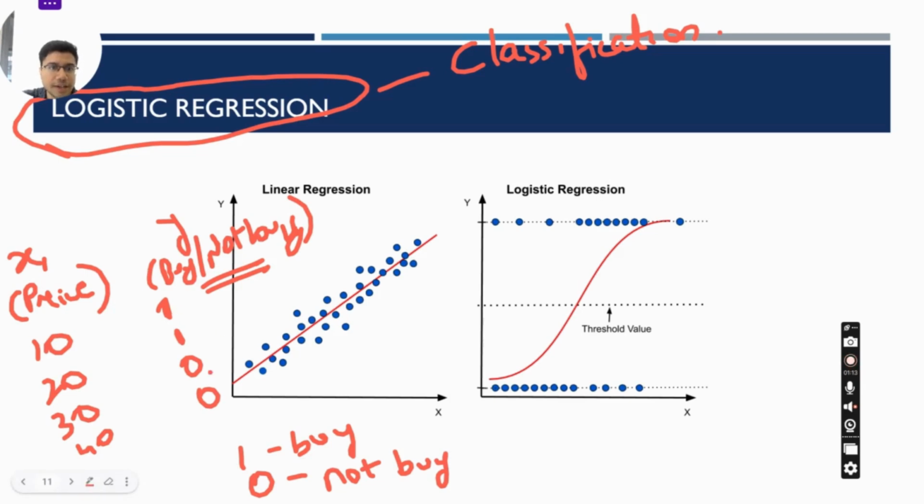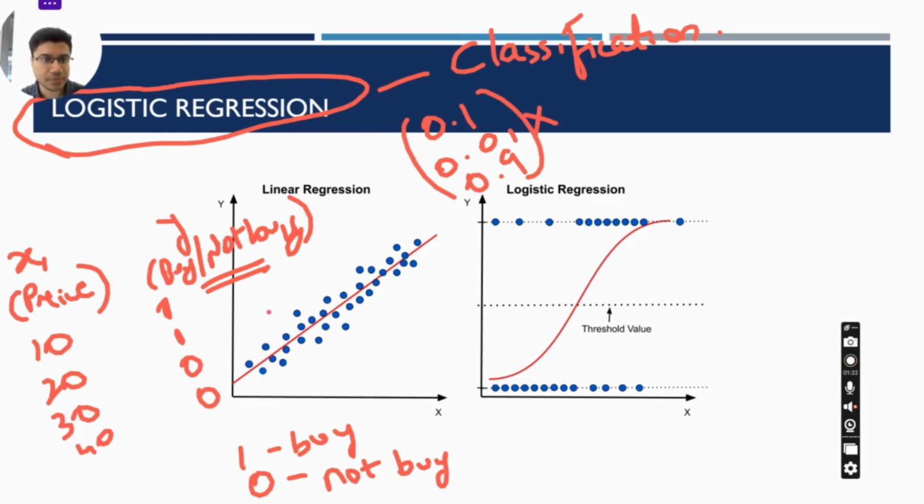Remember that there are finite possibilities in classification. The answer is either buy or not buy. There is no other possibility. There cannot be 0.1, 0.01, 0.9. These don't exist. There are only two possibilities. So these kinds of problems are called classification problems, and for a classification problem, the best first step is to try to solve it using logistic regression.